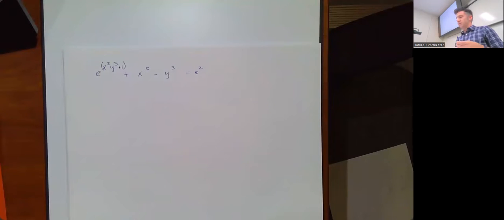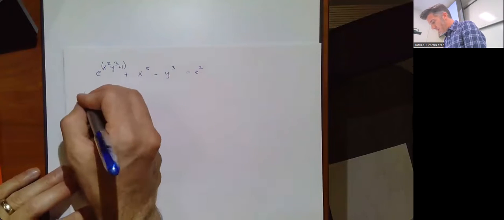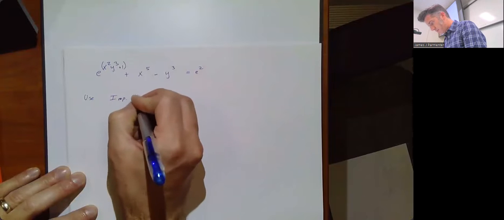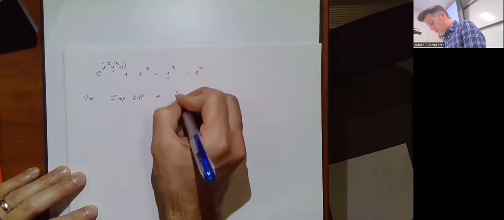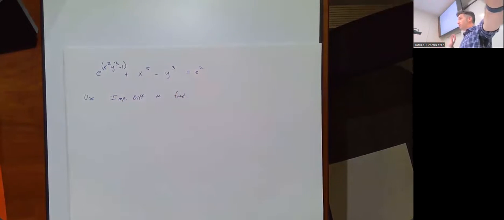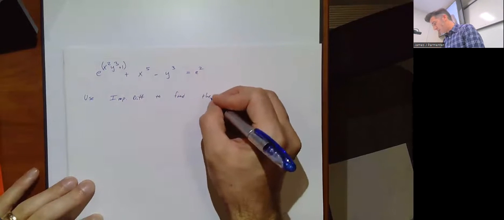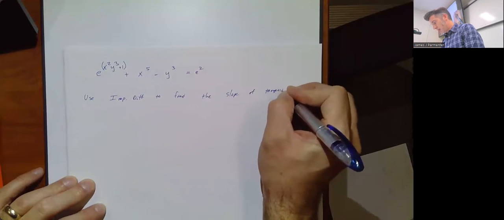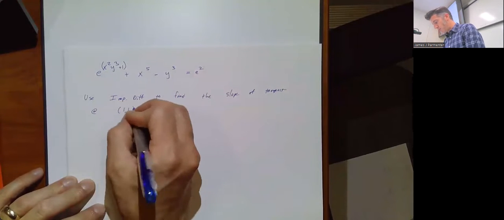We could change that. No, we'll find... Okay. And we want to find, let's see, we want to use implicit differentiation to find just the slope, right? Not the equation of the tangent line, just the slope of the tangent line at the point (1, 1).